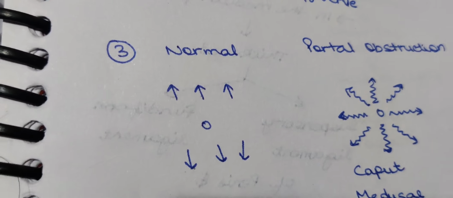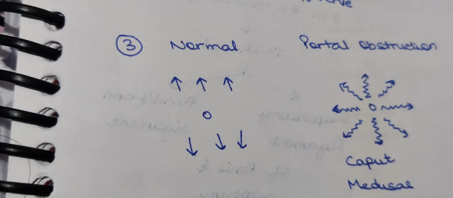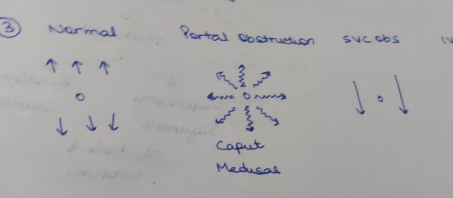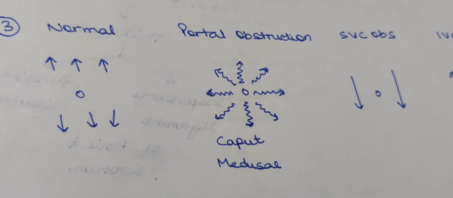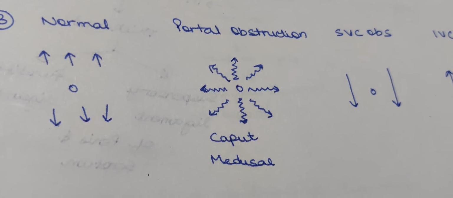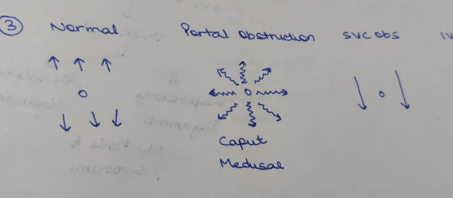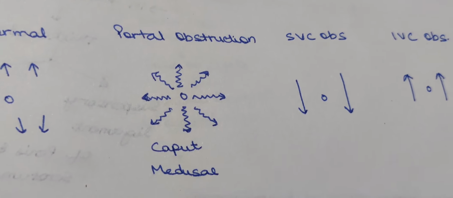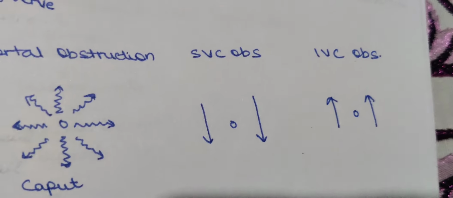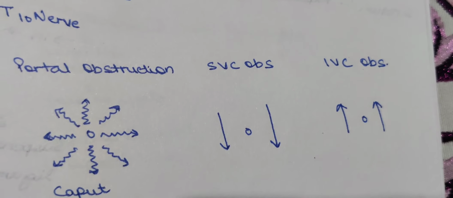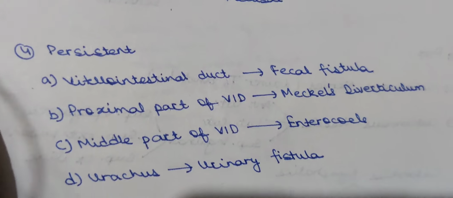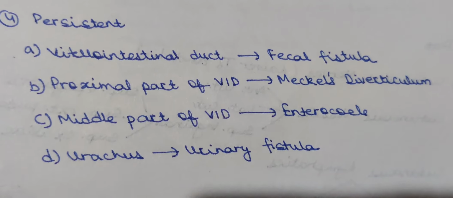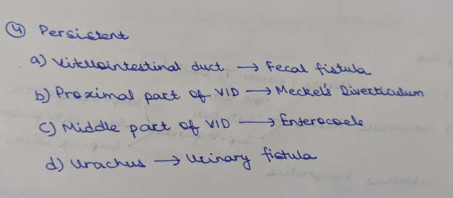This is the meaning of watershed area, that above the umbilicus the lymphatic and the venous drainage are upwards and below they are downwards. In the portal obstruction there is a formation of radiating pattern, and this is known as caput medusae. In the superior vena cava obstruction the drainage becomes downward, and in the inferior vena cava obstruction the pattern becomes upward. Now, there are various structures in the embryonic life which, if persistent, can lead to some conditions.